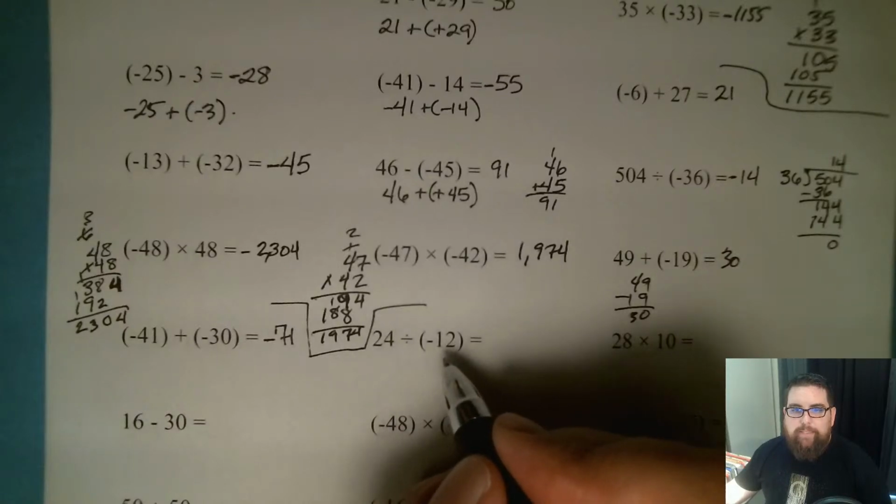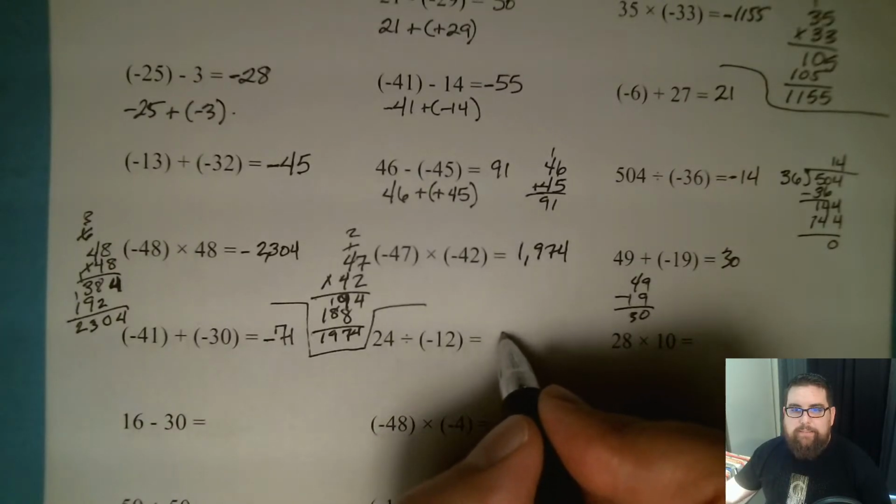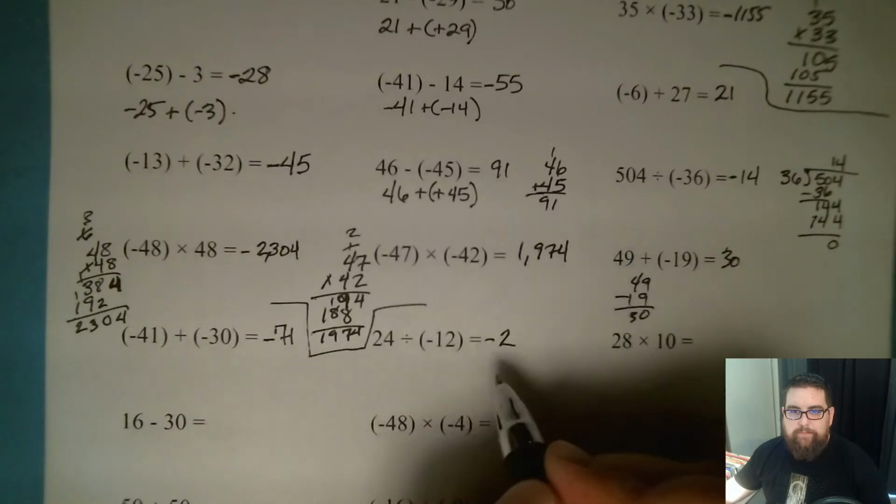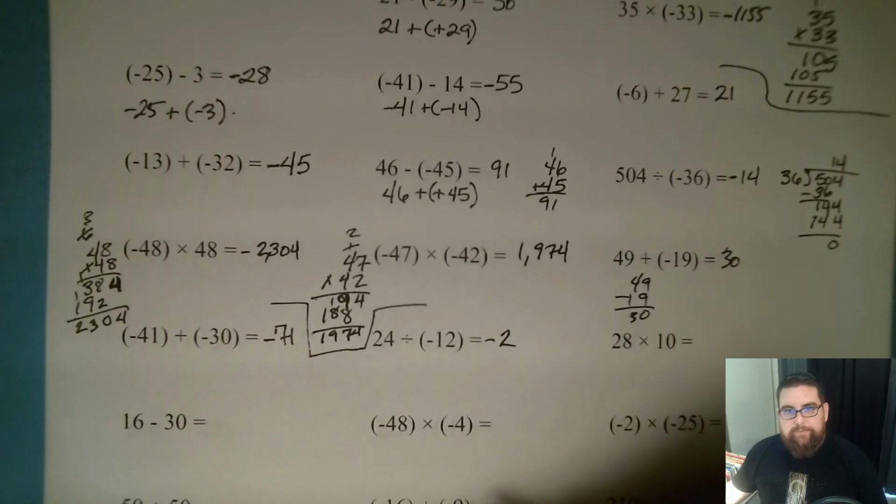24 divided by negative 12, the first thing we do is divide, and that is clearly 2. And then if the signs are different, we have a negative. That's how we handle that, because it's division.